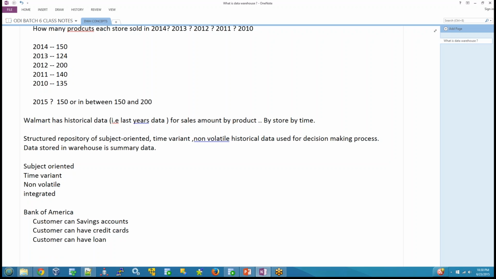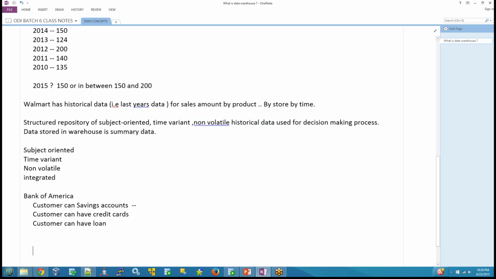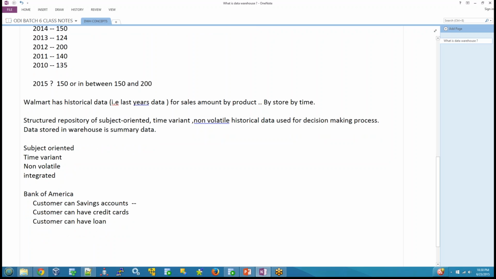These are three different applications for day-to-day transactions. With the customer savings account, he can withdraw or deposit money or check the account. The credit card is for your credit card transactions, and there can be a car loan, auto loan, or any loan division. So this is the banking application, this is the credit card application, and this is the loans application. Three different applications. But coming to the data warehouse of Bank of America.